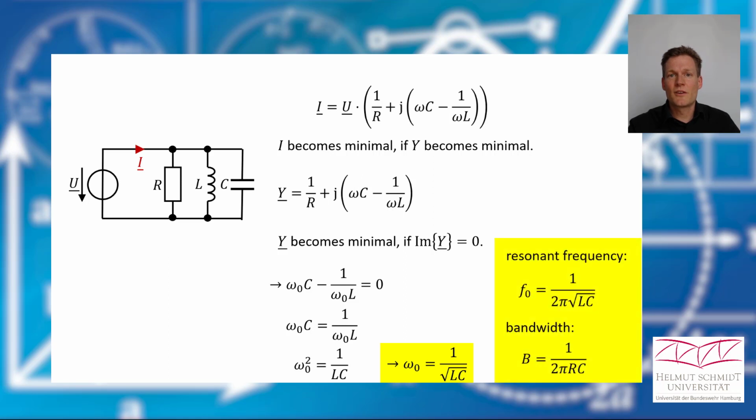And that means that the resonant frequency expressed in Hertz is 1 divided by 2 pi square root of LC as before, but this time the bandwidth is 1 divided by 2 pi RC. And just believe me this time, I don't want to calculate 2 or 3 pages again.